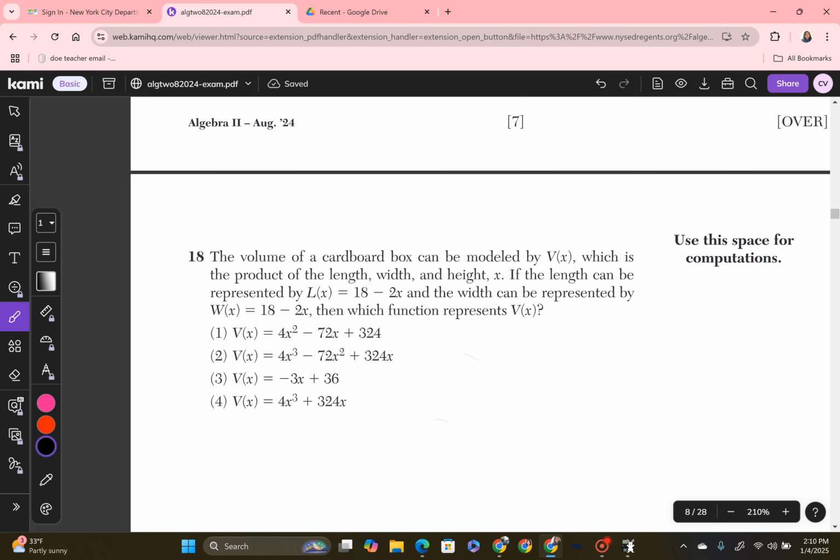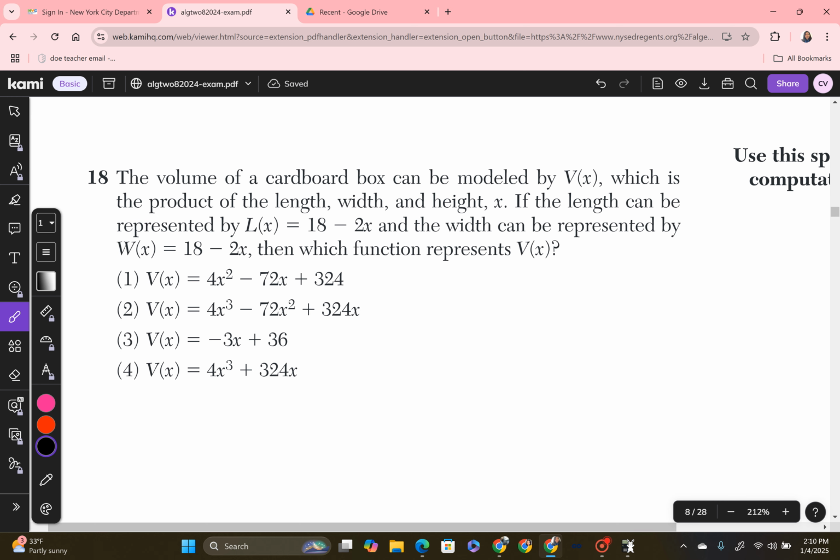All right. For this question, you would need the volume formula using length, width, and height. So volume equals length times width times height.